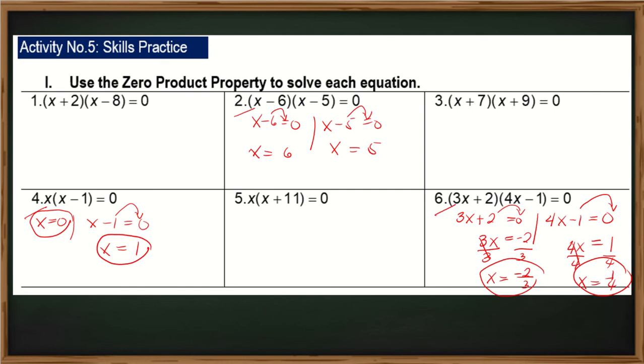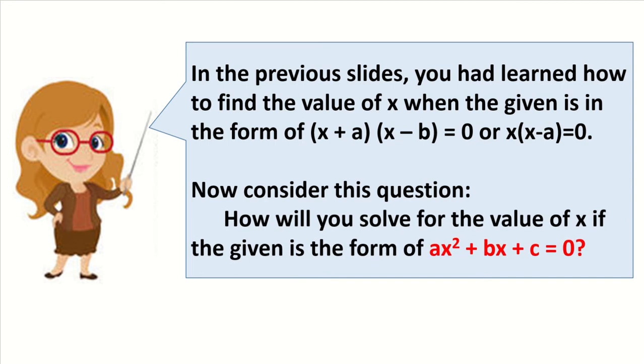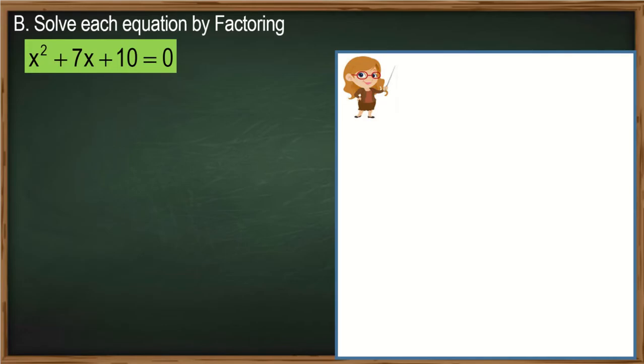Okay, so in the previous slides, you have learned how to find the values of x when the given is in the form of quantity x plus a times quantity x minus b equals 0 or x times quantity x minus a equals 0. Now consider this equation, or this question rather. How will you solve for the value of x if the given is in the form ax squared plus bx plus c equals 0? Let's have some examples. Solve each equation by factoring.